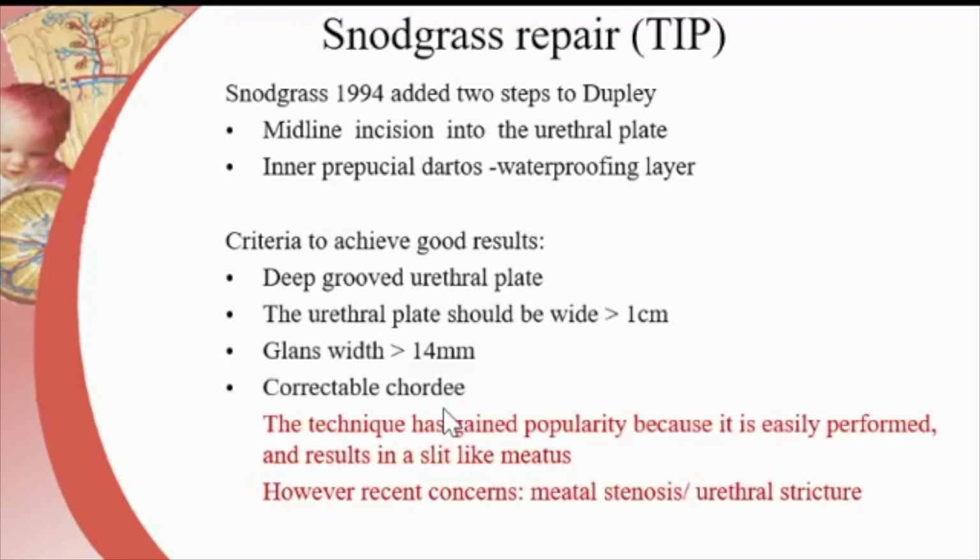On the other hand, if they are not there, then your Snodgrass repair may end up having a meatal stenosis or a urethral stricture or urethral stenosis. So these are the problems which are faced by the later surgeons who felt that this is not working exactly in the way it works in the hands of Snodgrass.